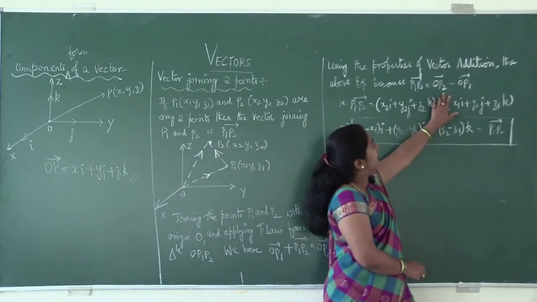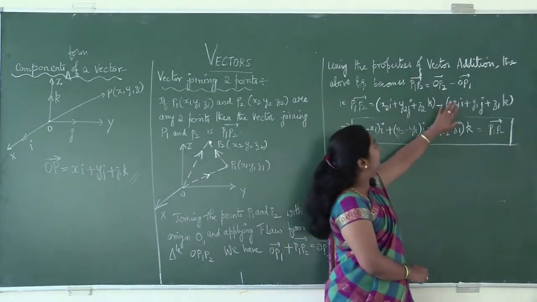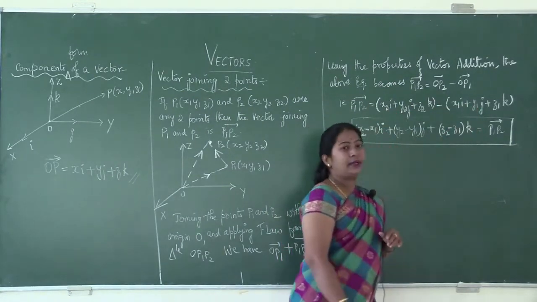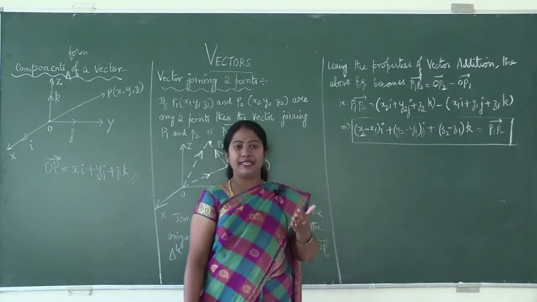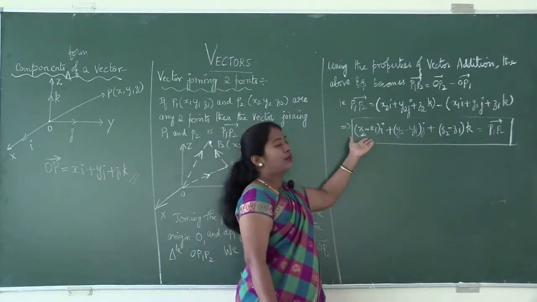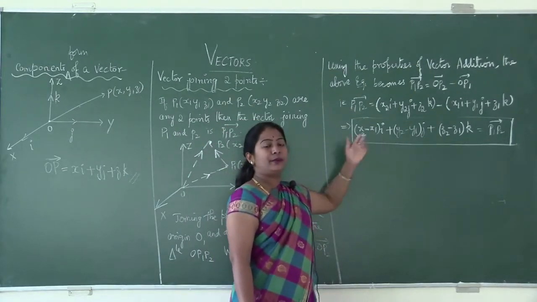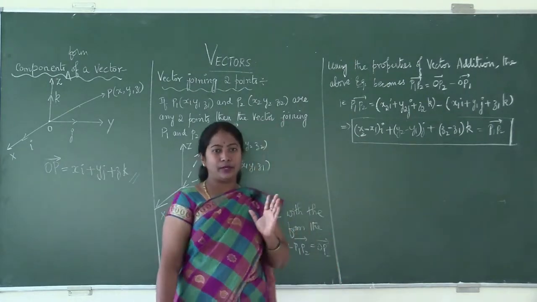So as discussed earlier, the vector form of point P2 is given by x2i, y2j and z2k. Similarly, P1 will be x1i plus y1j plus z1k. You can take out i, j and k. With regards to these two terms, we have vector P1 P2 equal to x2 minus x1 into i plus y2 minus y1 into j plus z2 minus z1 into k.